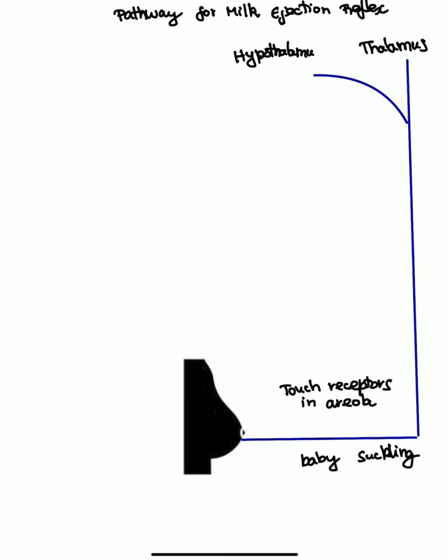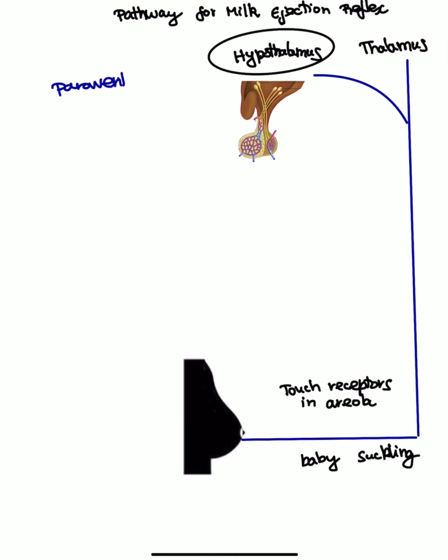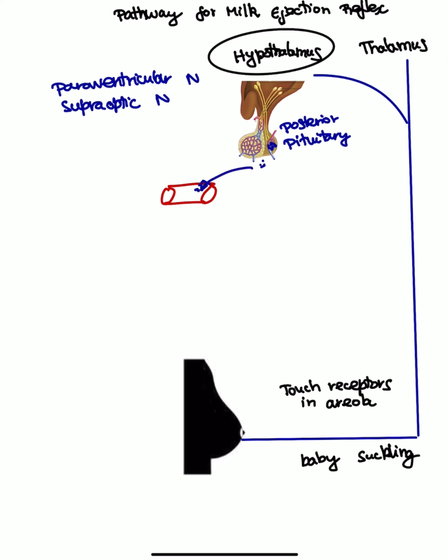So these collateral fibers will stimulate the hypothalamic nuclei. Two specific nuclei in the hypothalamus will be stimulated. One is the paraventricular nucleus, in short form PVN, and another is the supraoptic nucleus. When these two nuclei are stimulated, they will produce oxytocin. And once the oxytocin is produced, it would be stored in the nerve terminals present in the posterior pituitary. And from there, the oxytocin will be released into the circulation.